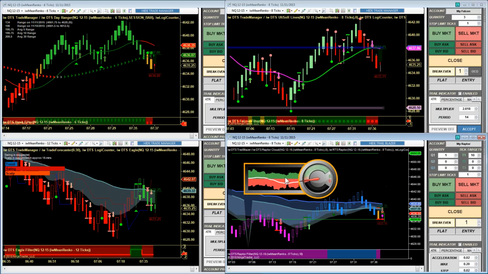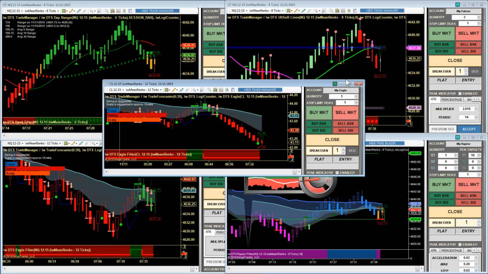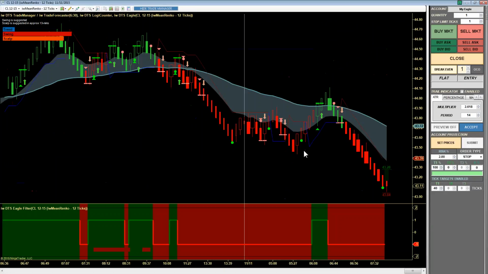Let's see what else we got going on here this morning. Gold in a nice little decline. Here's this green bar sell now on the gold Eagle. So green bar sell signal. Remember I told you that was the inverse of the red bar buy.